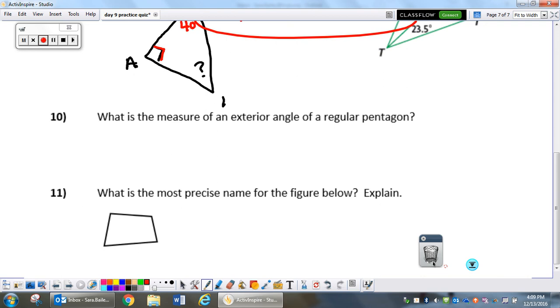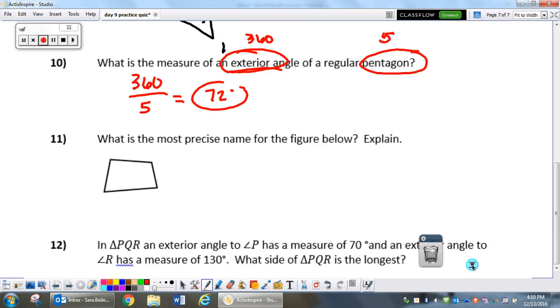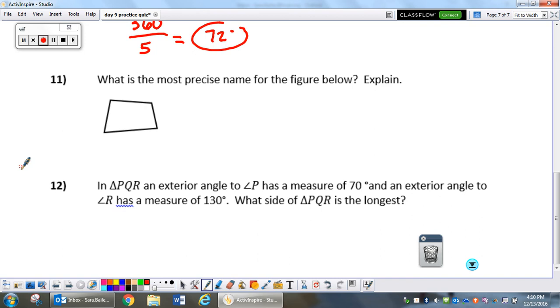All right, the measure of one exterior angle of a regular pentagon. Exterior, 360, divided by 5, because there's 5 angles, 72 degrees. Exterior, pentagon. So exterior indicates 360, pentagon indicates 5. All right, number 11, the most precise name for the figure is quadrilateral. All we know is it has 4 sides.